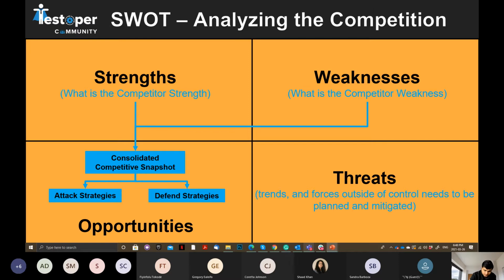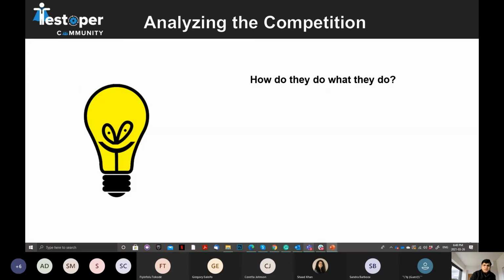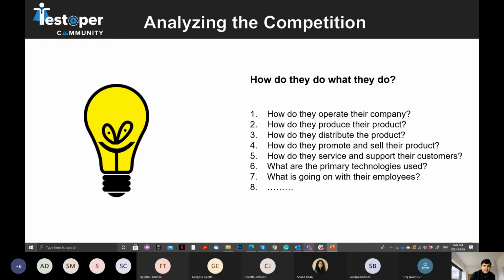Okay, now I will give you some hints, right? Not a lot of them, but I will give you some hints. What kind of questions do you need to really ask yourself? What competitors do and how they do it. This is something that you need to really ask yourself. And there are a number of factors that you can ask yourself. Some may be applicable for you, some may not be applicable for you. But I gave you some examples, right?